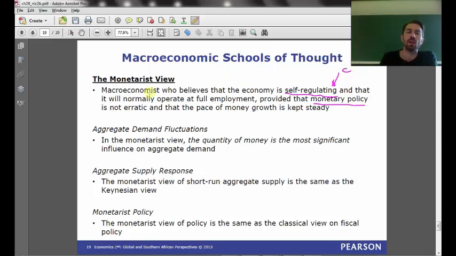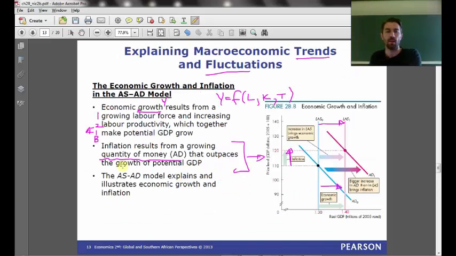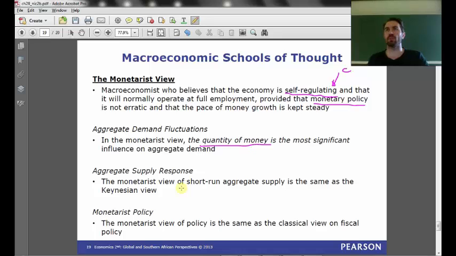So their argument is when you have fluctuations away from full employment, the primary reason for those fluctuations is fluctuations in aggregate demand, and those fluctuations in aggregate demand are primarily driven by changes in money supply. That's their argument. So when I said we had this statement over here, that this fluctuation in aggregate demand is primarily a monetary story, that's very much a monetarist influence there.